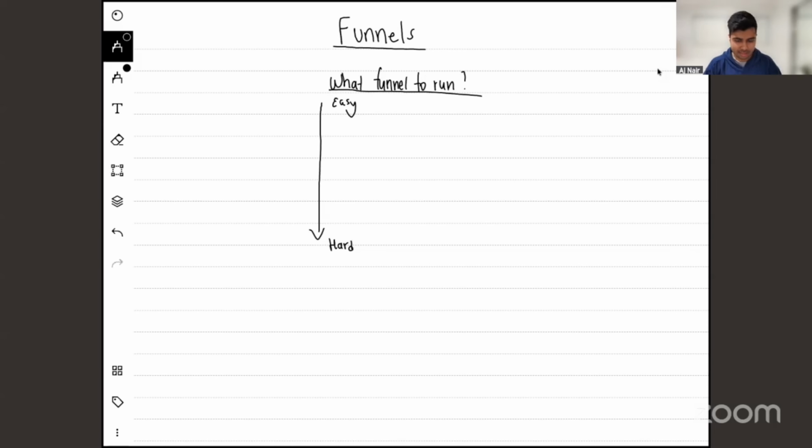So the easiest type of funnel, again, is anything to do with organic. And by the way, if you don't see my screen for some reason, just let me know and unmute yourself. I would be happy to see what's wrong.